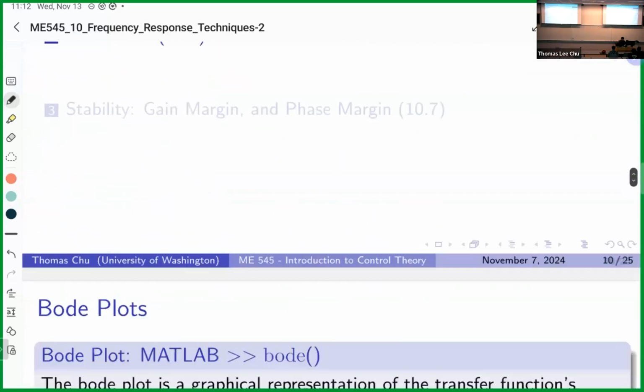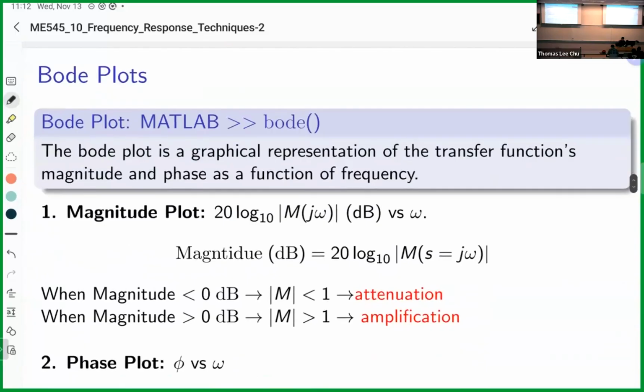So we're going to move on to Bode plots now. In MATLAB, you can use the command bode. It's probably something similar in Python as well. The Bode plot is a graphical representation of the transfer function's magnitude and phase as a function of frequency. When we plot the magnitude, we do it in the decibel scale, where we take 20 times the log base 10 of our magnitude. And this magnitude is going to be the output over the input magnitude. So as a reminder, M is equal to M output divided by M input.